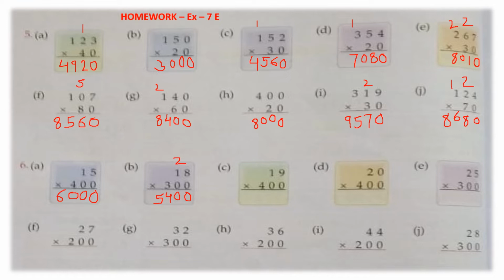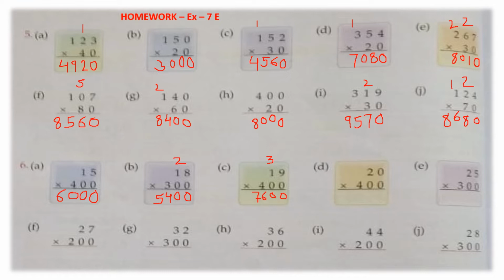Now next question, C part. 19 multiplied by 400. So 0. 2 zeros are there. Write down these 2 zeros. Now 19 fours are 76. Children, you can see 4 nines are 36. So write 6 here. 3 carry. Now 4 ones are 4 plus 3 is 7. So 7600 is your answer.